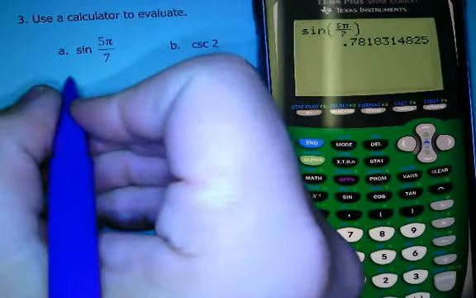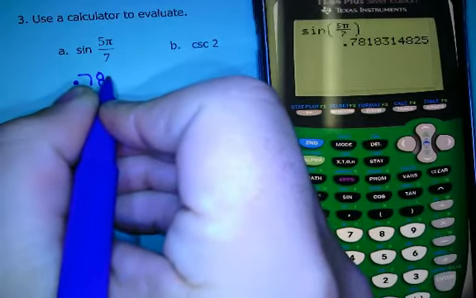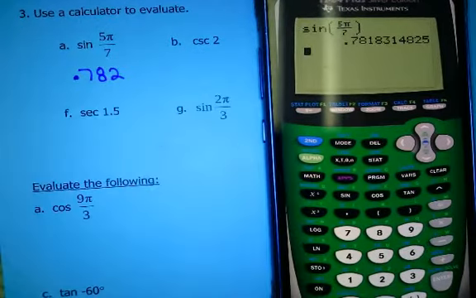How many decimals do we always round by? 3. So... 2.